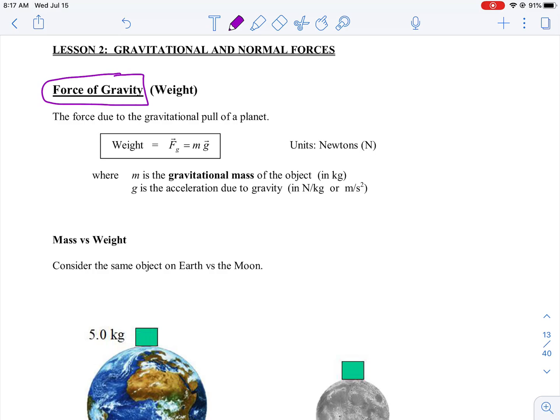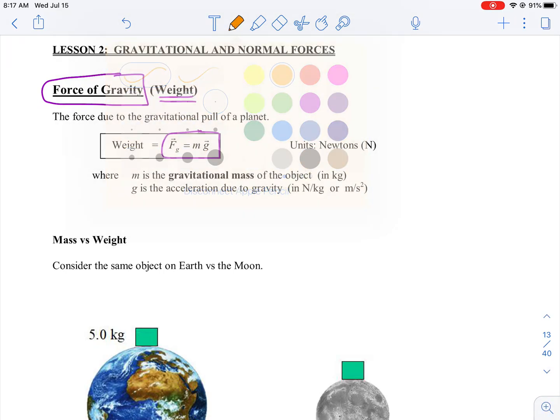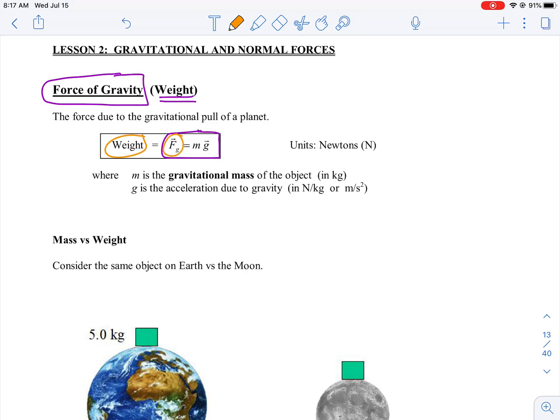Now, it turns out another name for the force of gravity is the weight of the object. And so if you ever see the word weight, think Fg. And the formula for Fg is right on the formula sheet. It's Fg is equal to mg. And of course, m will be the mass in kilograms, and g on Earth will be 9.81. So the equation is very straightforward. But keep in mind, if you ever see the word weight, think Fg.